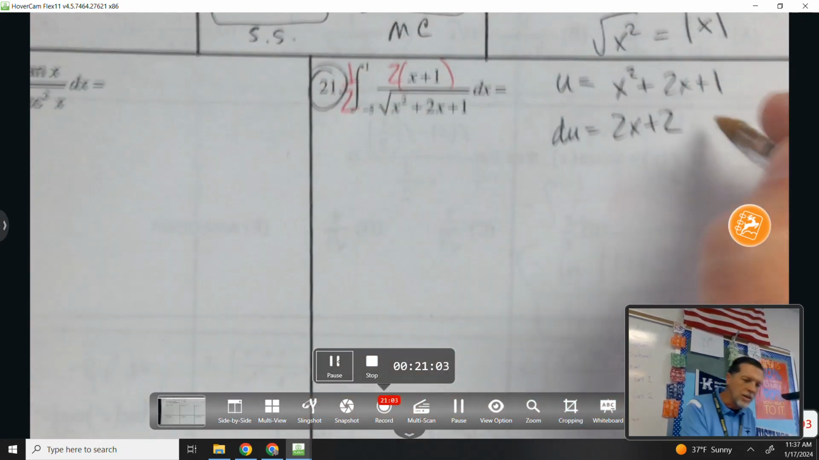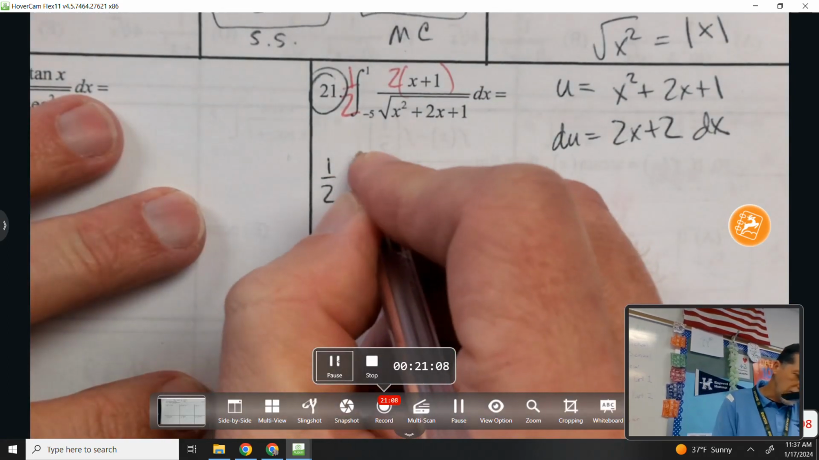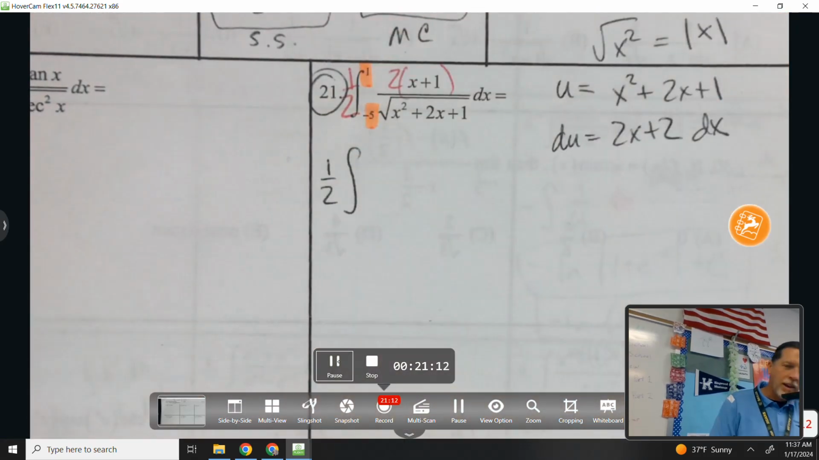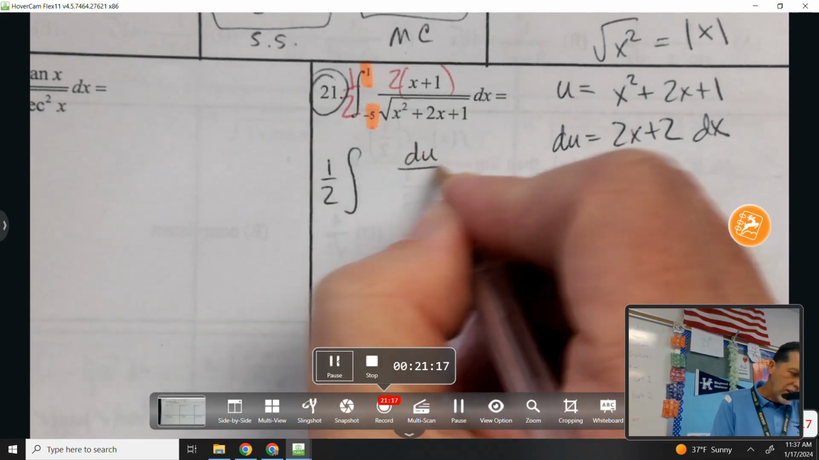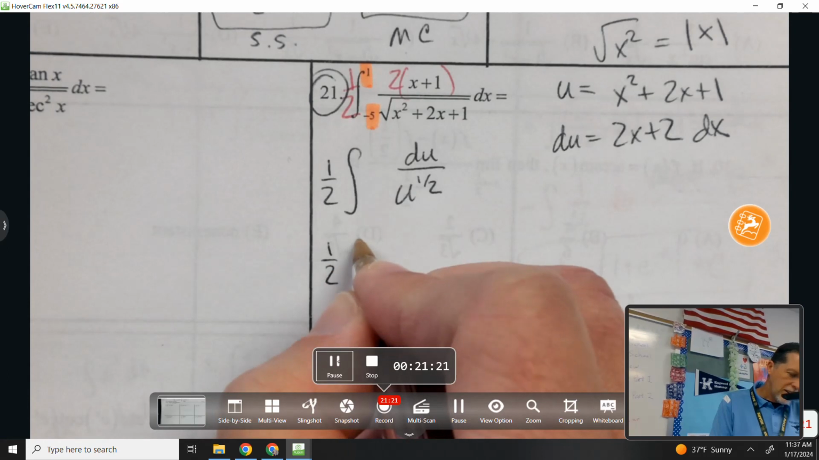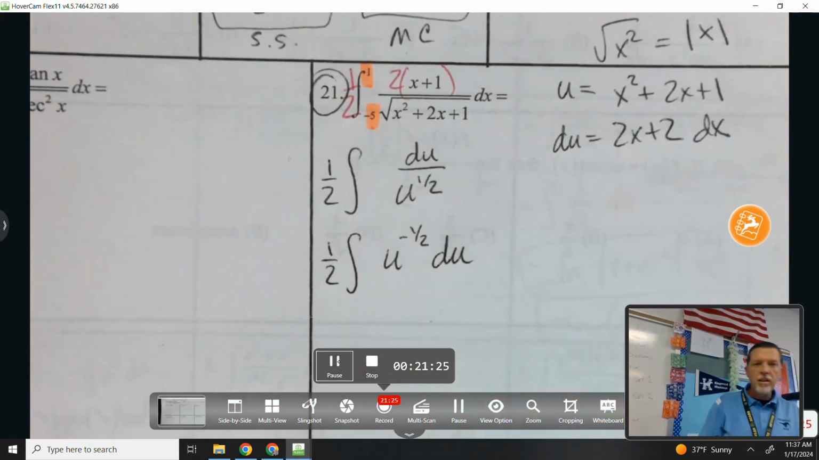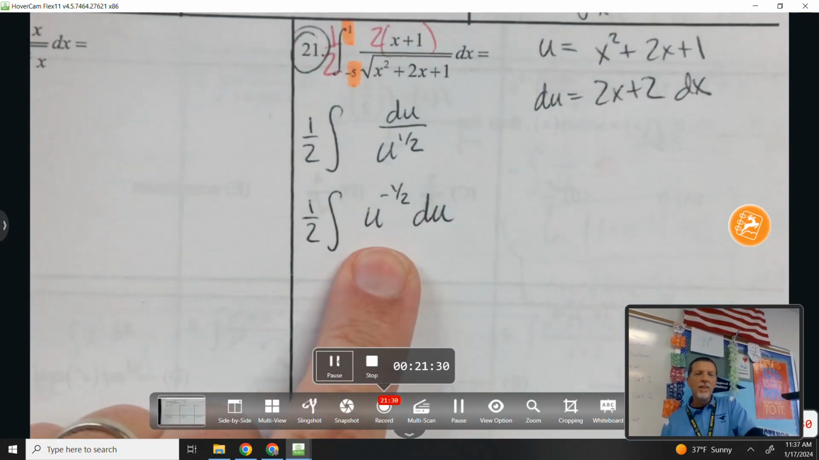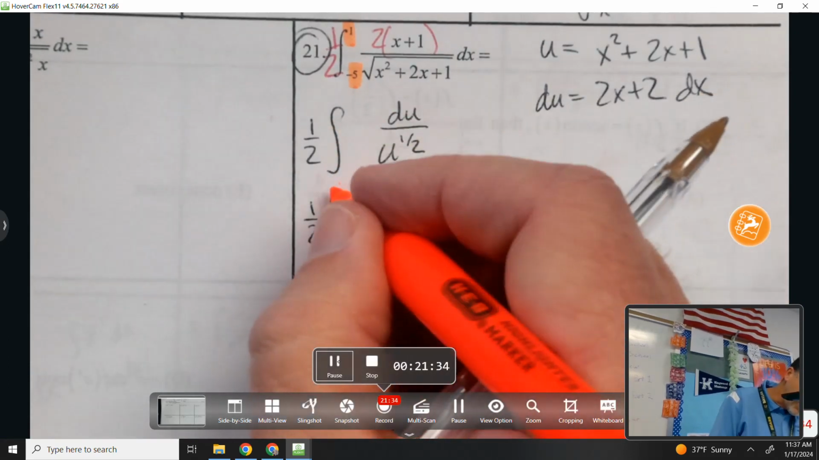So 1/2. Oh, careful, we're switching from x's to u's, so I don't want to write those limits yet, those boundaries yet. Du over u to the 1/2. I also don't like u to the 1/2 in the bottom, because I'm afraid I'll integrate it wrong. So I'm gonna fix that now while I'm thinking about it, and then let's fix our limits.